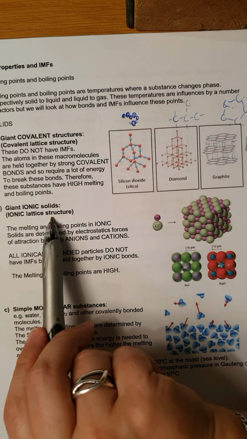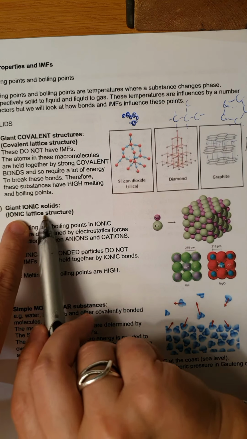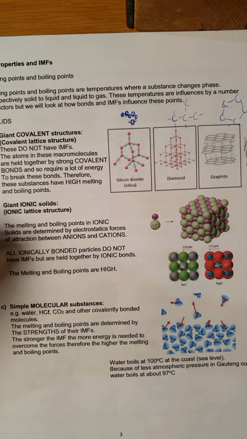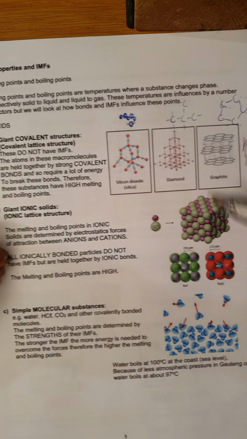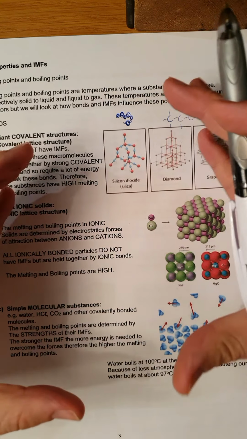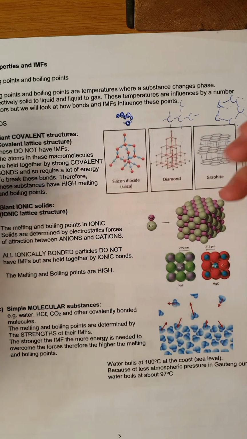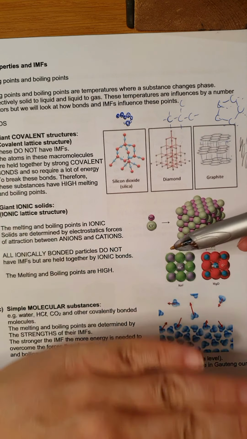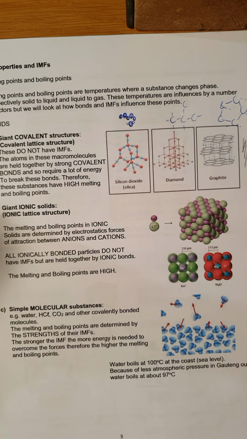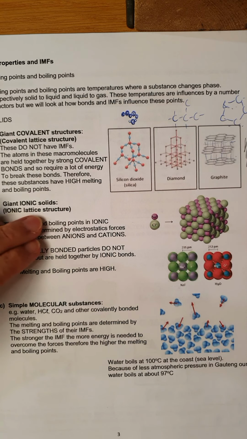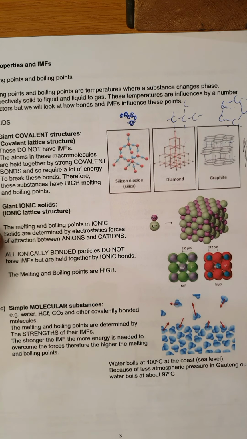Okay, giant ionic solids. So these are all our ionic stuff. Remember, we don't always get these massive big chunks of crystals. We break them up into powder, but it's still ionic, and they don't have intermolecular forces. Okay, this is ionic lattice structure. The melting points and boiling points in ionic solids are determined by the electrostatic forces.